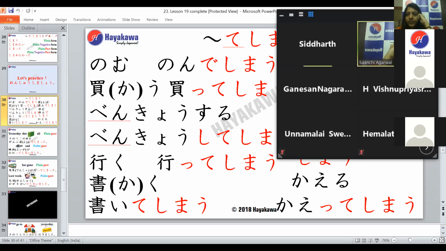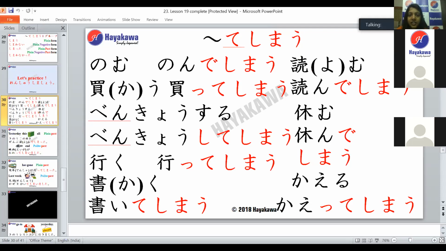Ganesh-san? Yes, sir. Pensikyo shite shimau. Very good, Ganesh-san. Arigato gozaimasu. So it is benkyo shite shimau. Benkyo shite shimau. So the next verb is iku, which means to go, right?